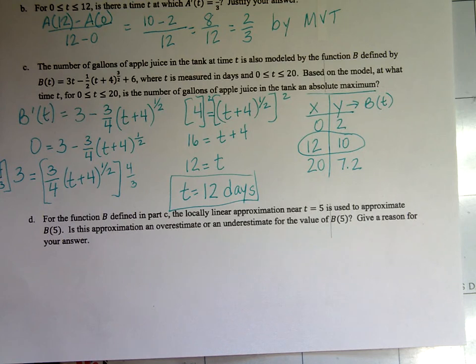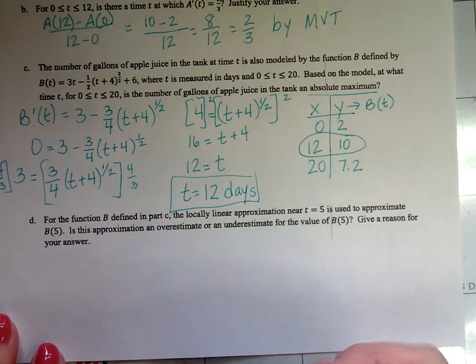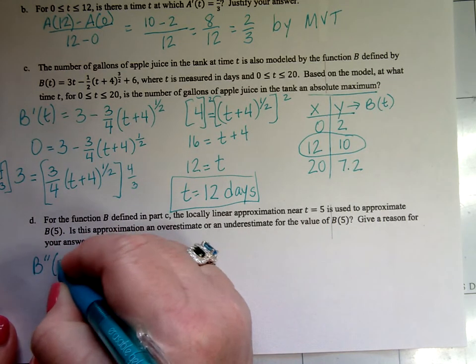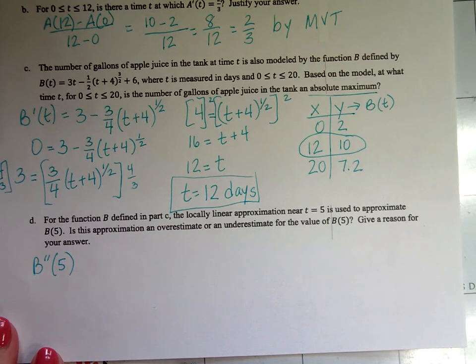And the answer is that we looked at the second derivative. And if it was concave down, it was an overestimate because all the tangent lines would be above. If it was concave up, all of my tangent lines would be below it. So it would be an underestimate. And so this is bringing that topic back up again so that you kind of keep it at the forefront of your brain. So that's what we're going to do. We're going to go for the second derivative. I want to know what b double prime of 5 is. Is it positive or is it negative? Is it concave up or is it concave down?